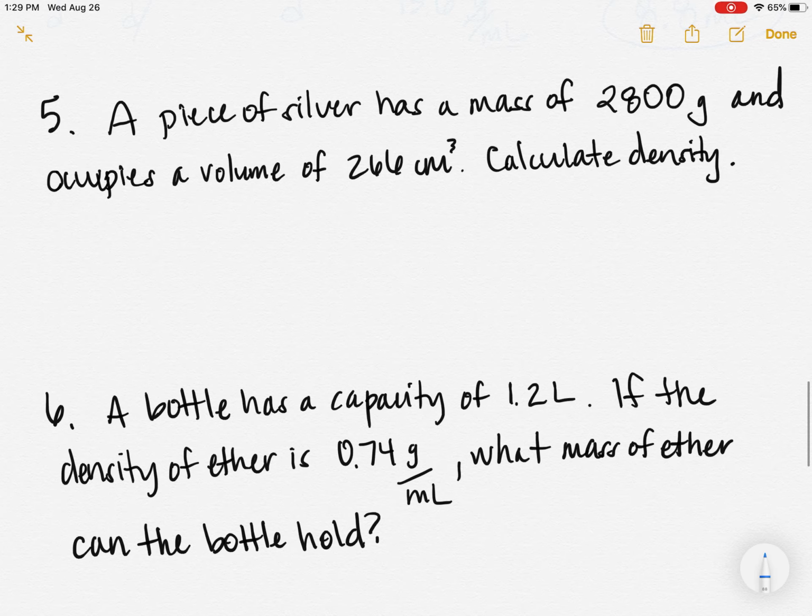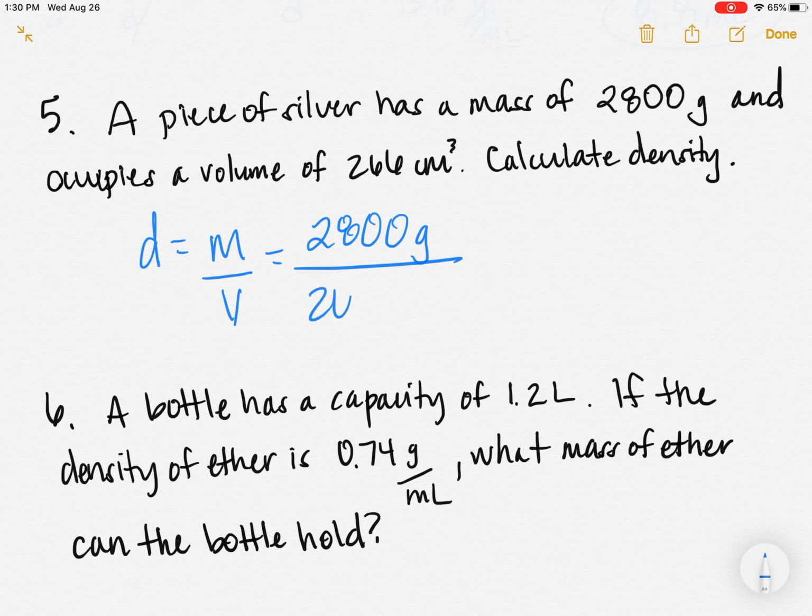All right, number 5. A piece of silver has a mass of 2,800 grams and occupies a volume of 266 centimeters cubed. Calculate its density. So this one's pretty straightforward. Mass, 2,800 grams. Volume of 266 centimeters cubed.